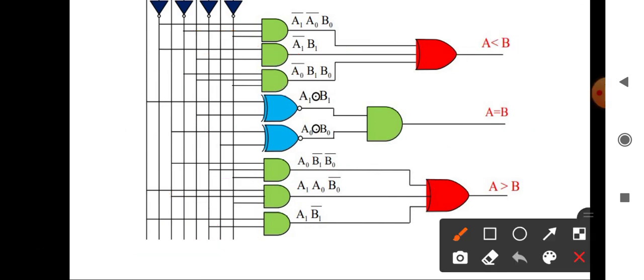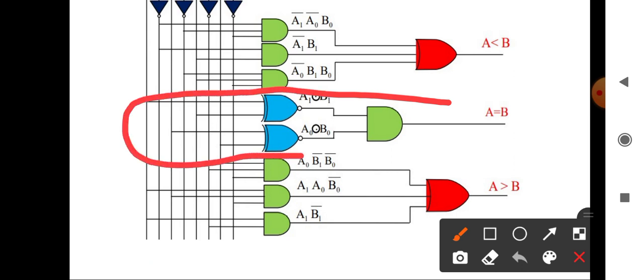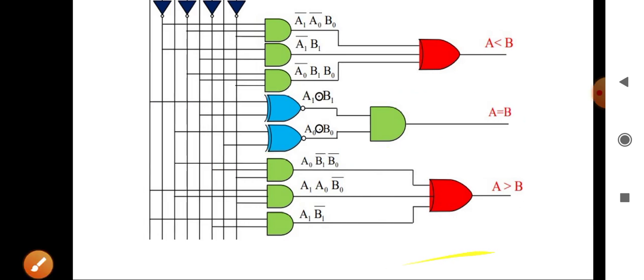So that is the circuit which we got here. That is the circuit which you have got here. That is why I told you early.